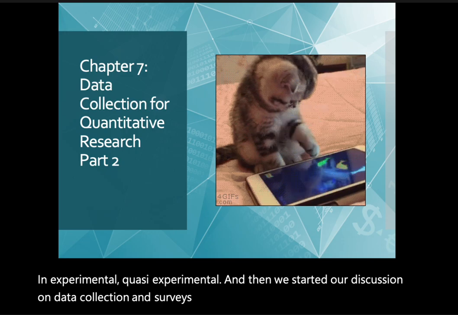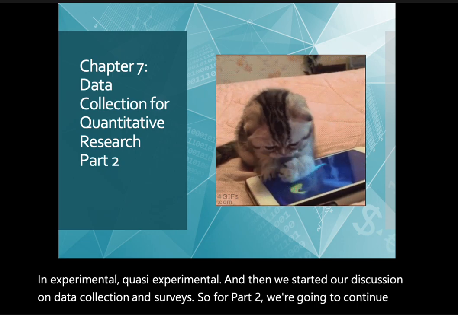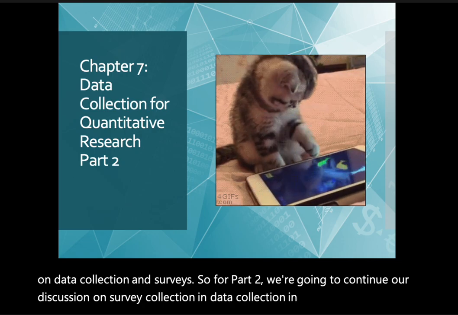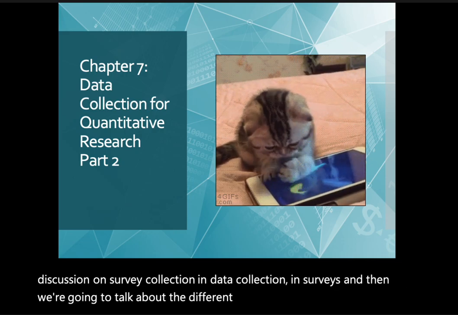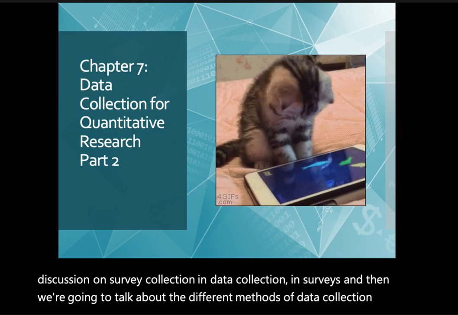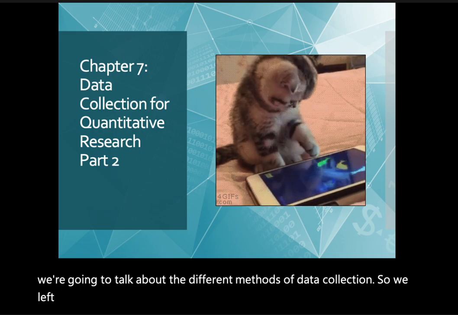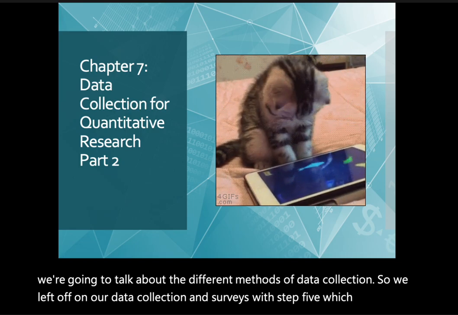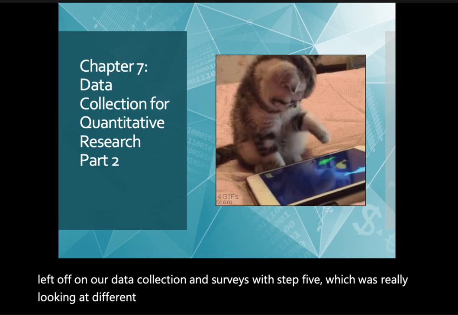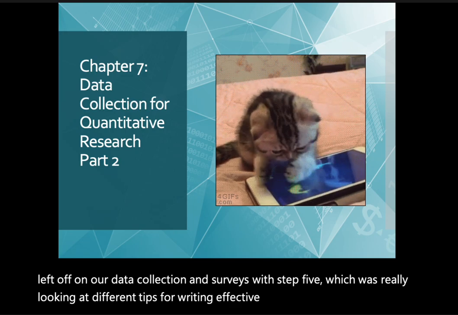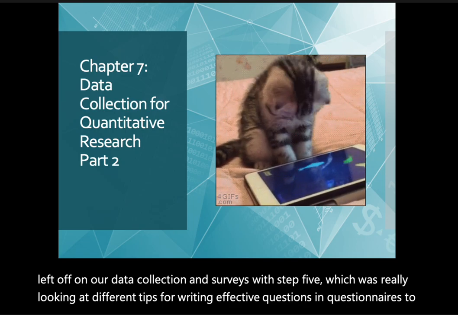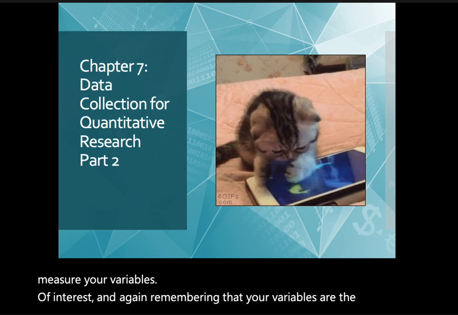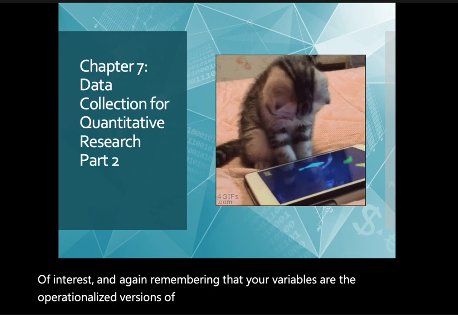So for part 2, we're going to continue our discussion on data collection in surveys, and then we're going to talk about the different methods of data collection. We left off on our data collection and surveys with step 5, which was really looking at different tips for writing effective questions in questionnaires to measure your variables of interest. And again, remembering that your variables are the operationalized versions of your constructs.